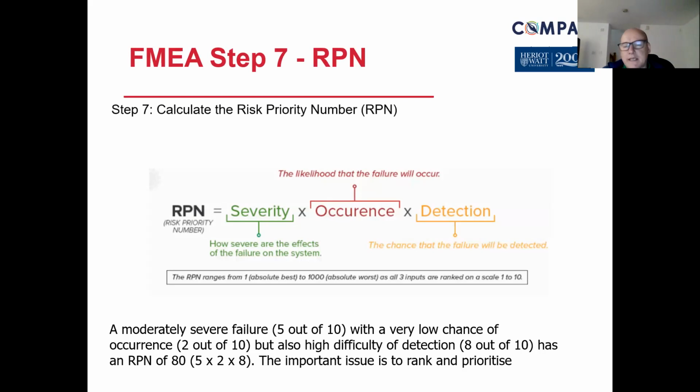Hence, the RPN is stage 7. RPN is the risk priority number. So once you've calculated those 3, you end up with the RPN, and then you'll use that to define high, medium, or low risk. And the more important issue is to rank and prioritize that risk priority number. Yeah. So from all those design issues, you can then prioritize what needs to be done in order to make it acceptable and safe.